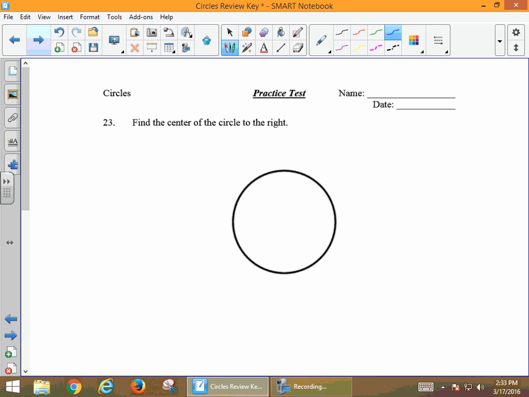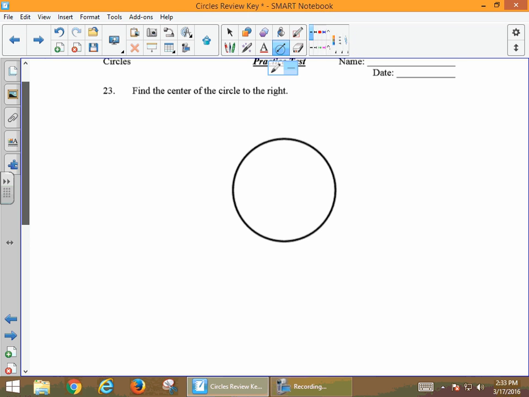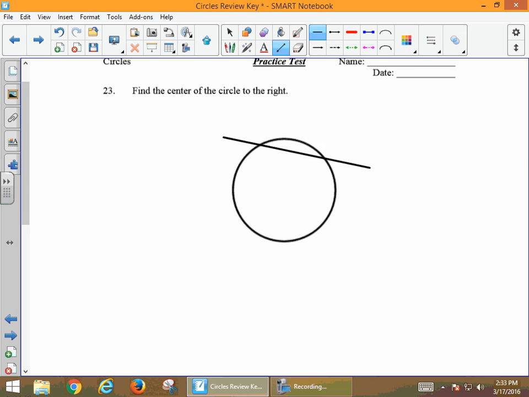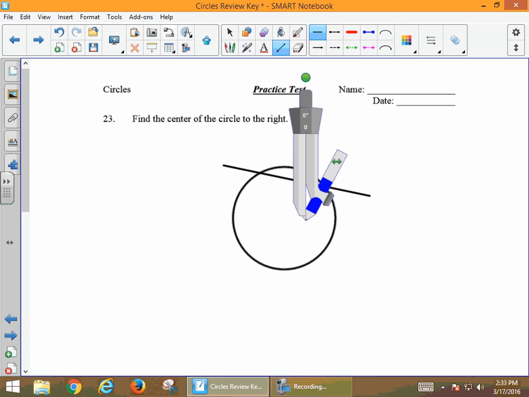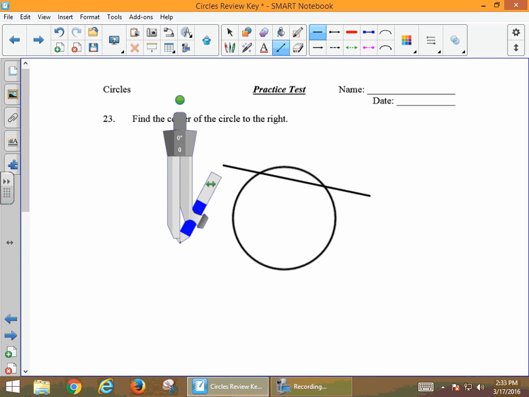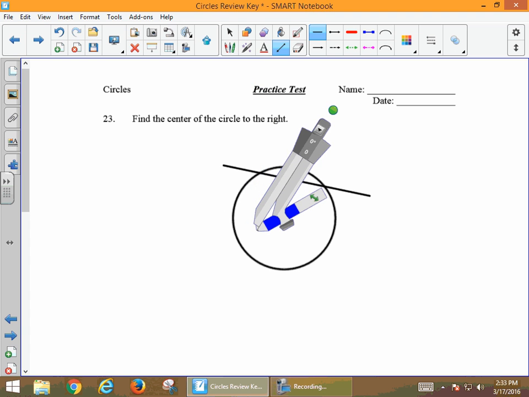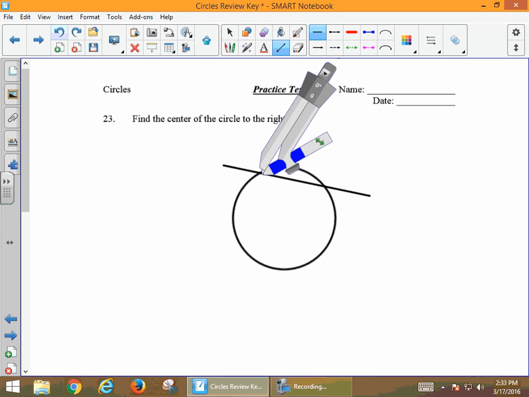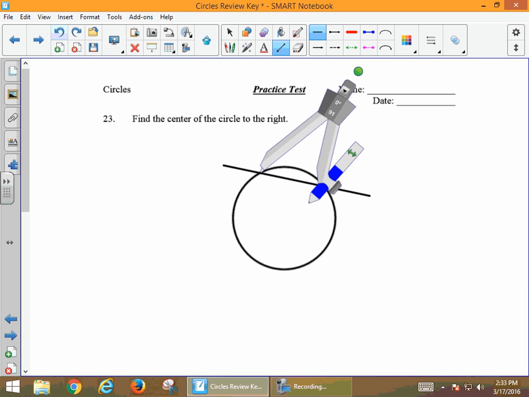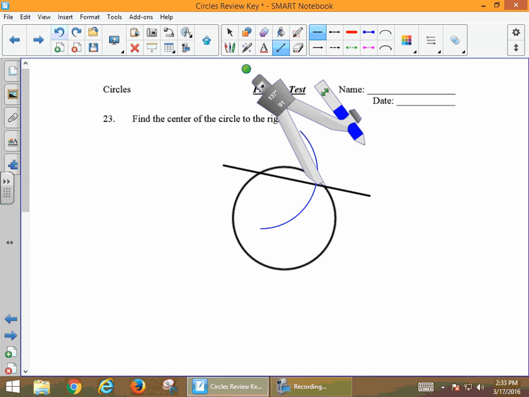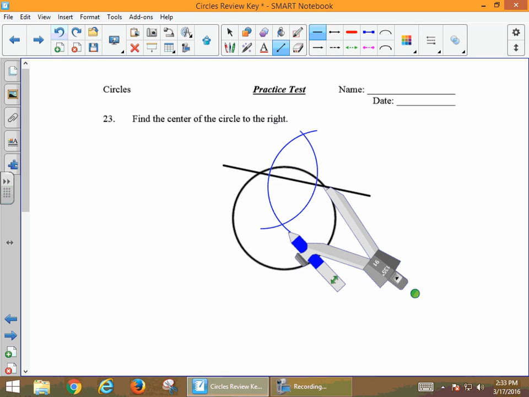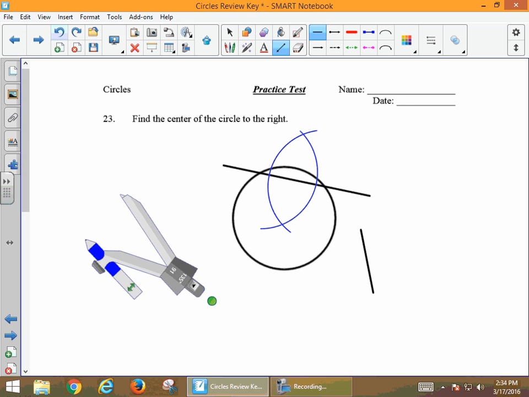All right, the constructions. First of all, find the center. First thing I'm going to do is put in any chord that I like. Just put a chord in that thing. And then I'm going to do a perpendicular bisector to the chord, because the perpendicular bisector to the chord would be a diameter. So, just make sure I move her halfway. Make an arc to the other one. Make an arc. And then I will connect the arcs.